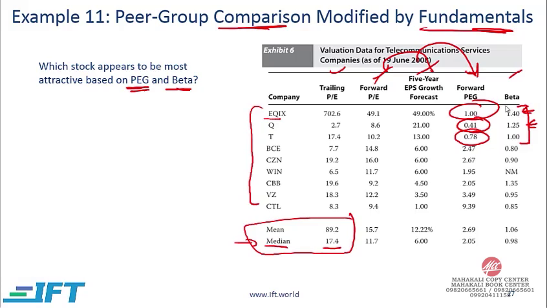So when you take both these factors into account, then maybe something like T appears to be attractive because it has a relatively low PEG, which is good, and a relatively low beta, which is also good. The curriculum says a lot more, but what I have said here emphasizes the core point that you need to extract from this example.